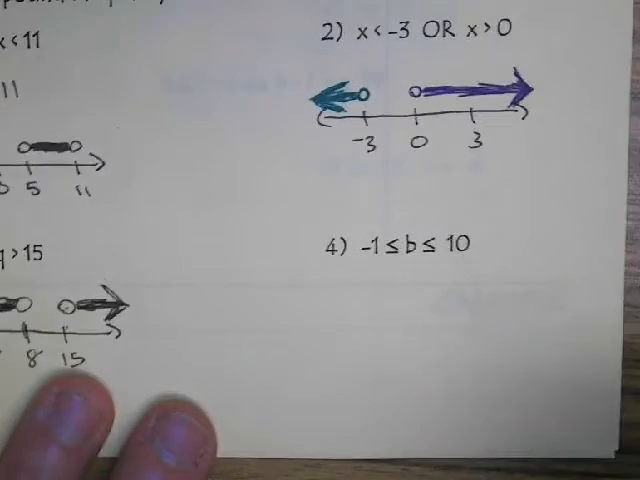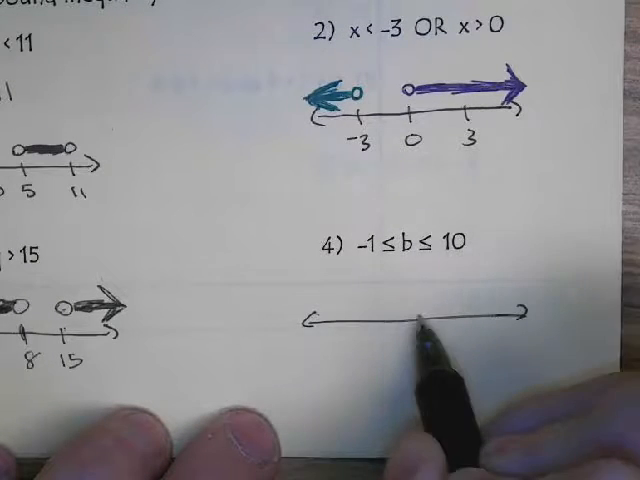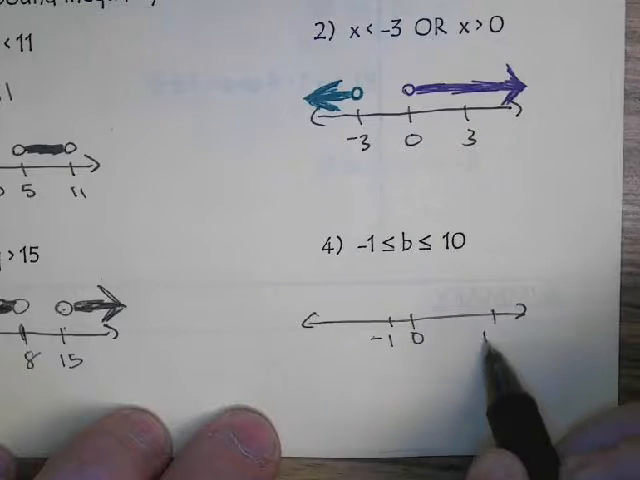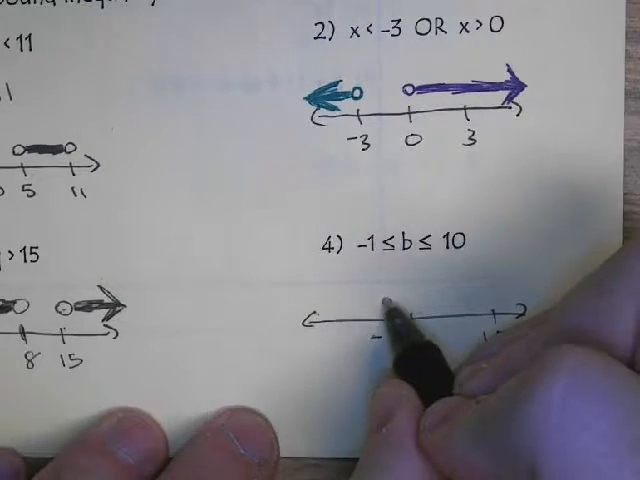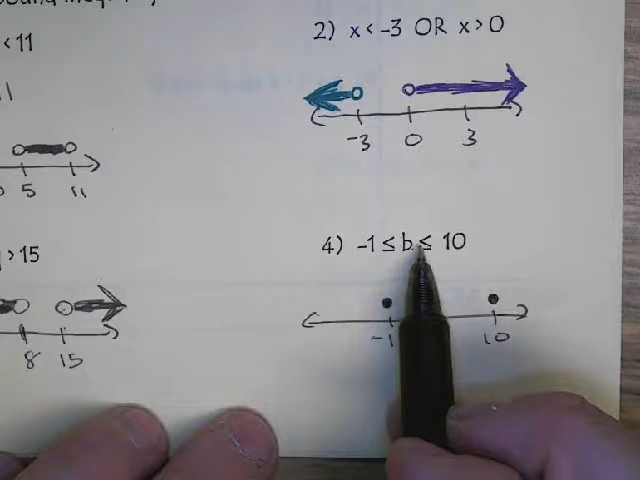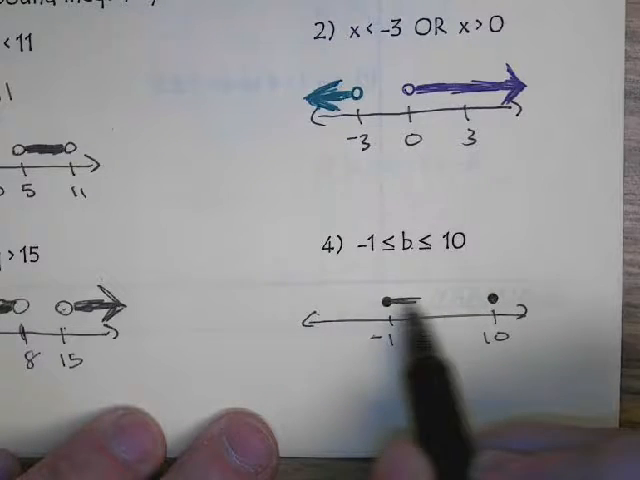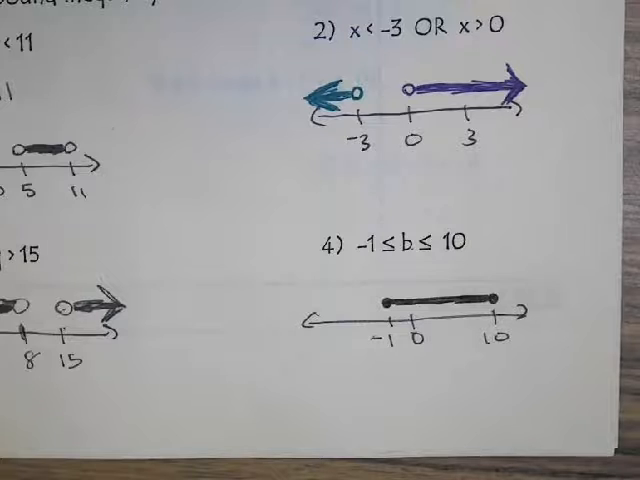And on number 4, we have B is between -1 and 10. So I'll put my 0, -1, 10. And we have less than or equal to, so I'm going to have closed dots at -1 and 10. And we would represent all the values in between -1 and 10. So I will shade in between, and that's where B is located, in between -1 and 10.